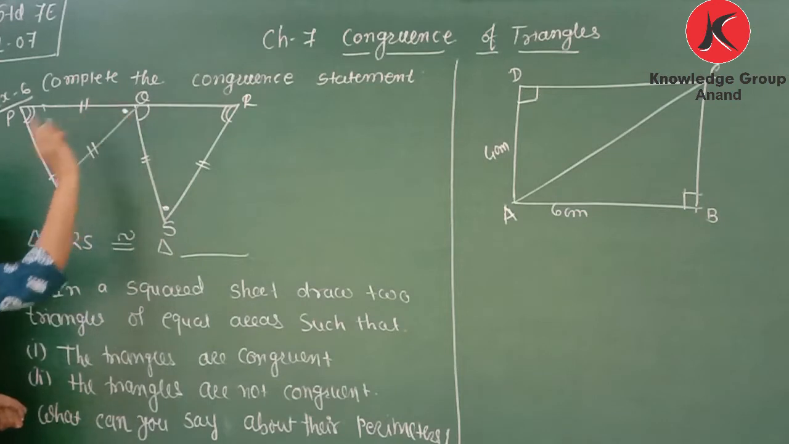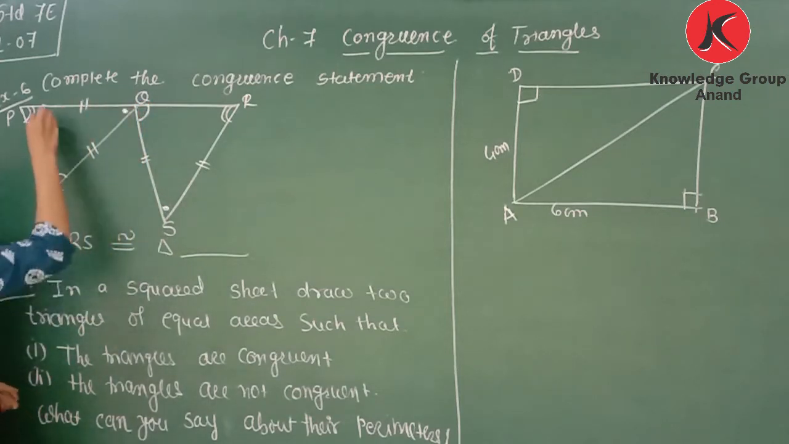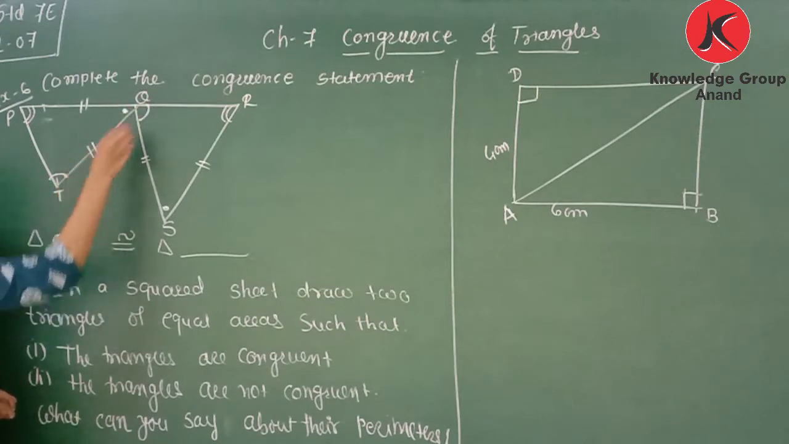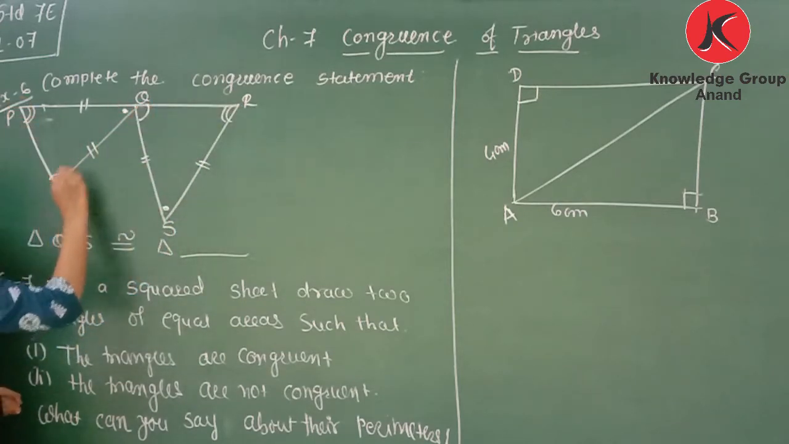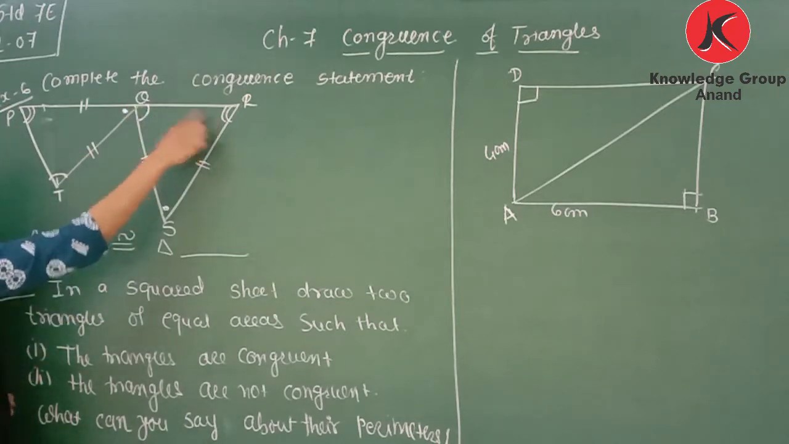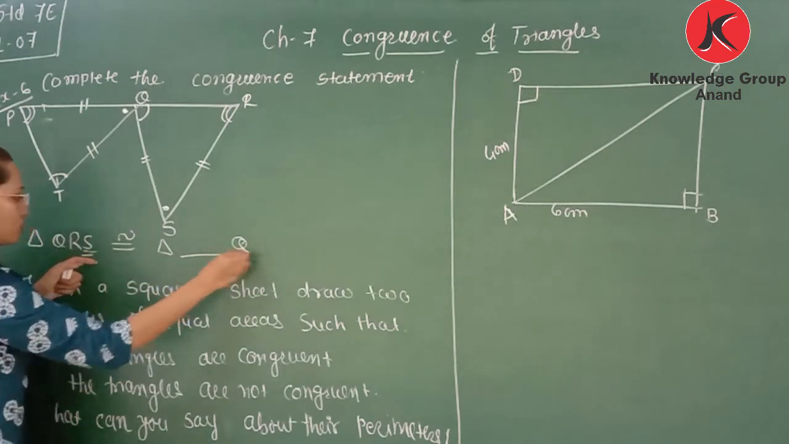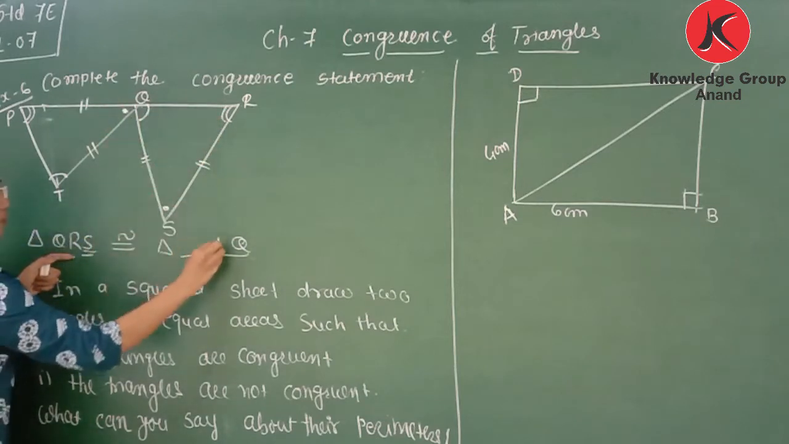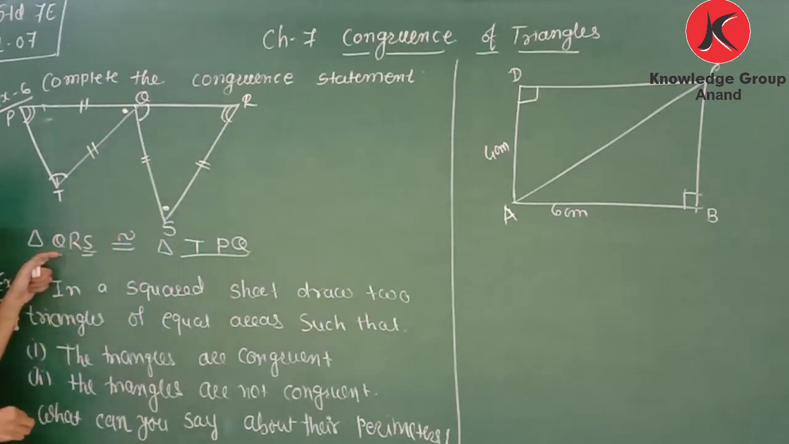It means S is equal to Q. Here one curve is given and here it is also one curve. It means this angle QRS corresponds to angle PTQ. Clear? Same, R and P are corresponding, so we can write S corresponds to Q, R corresponds to P, and Q corresponds to T.